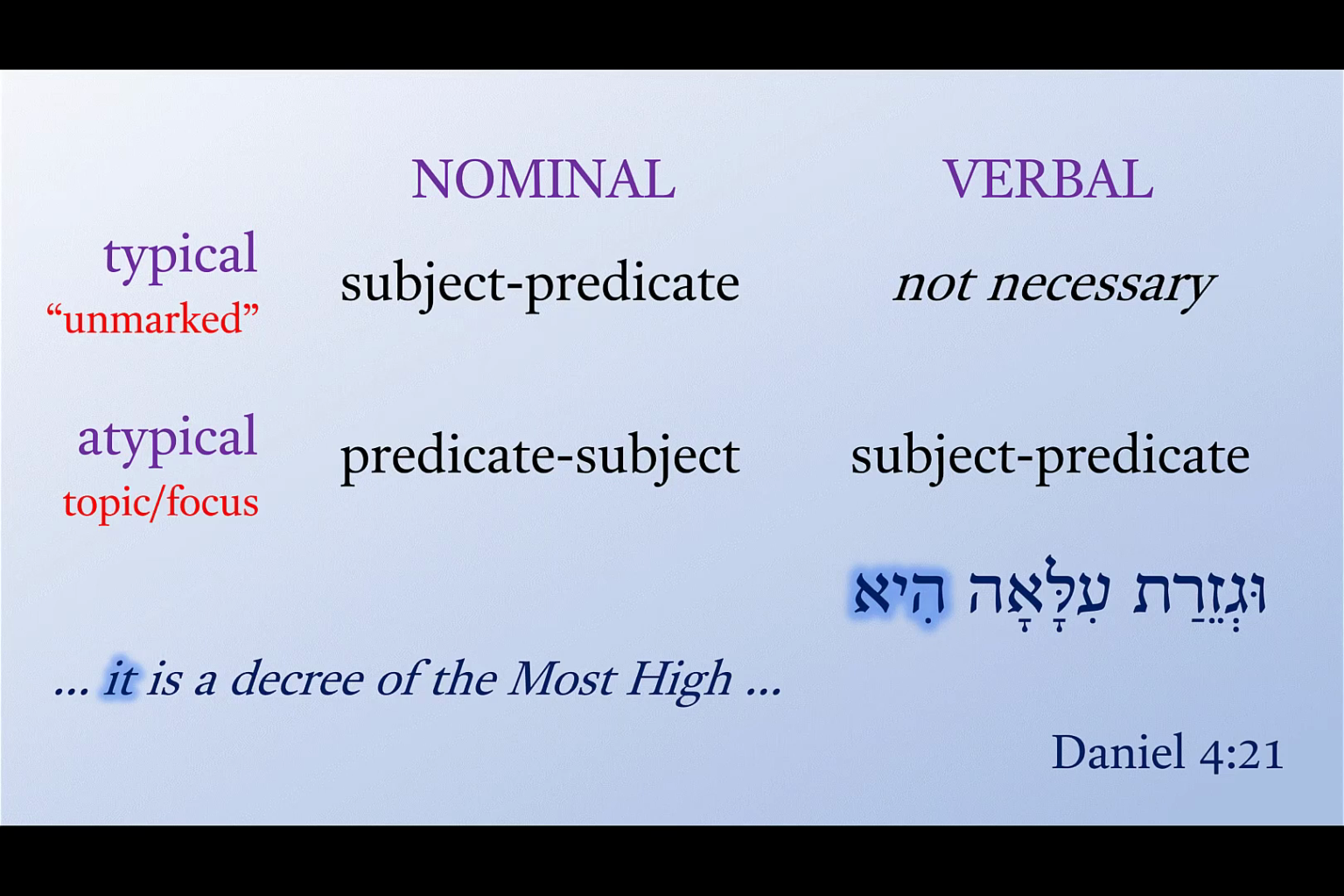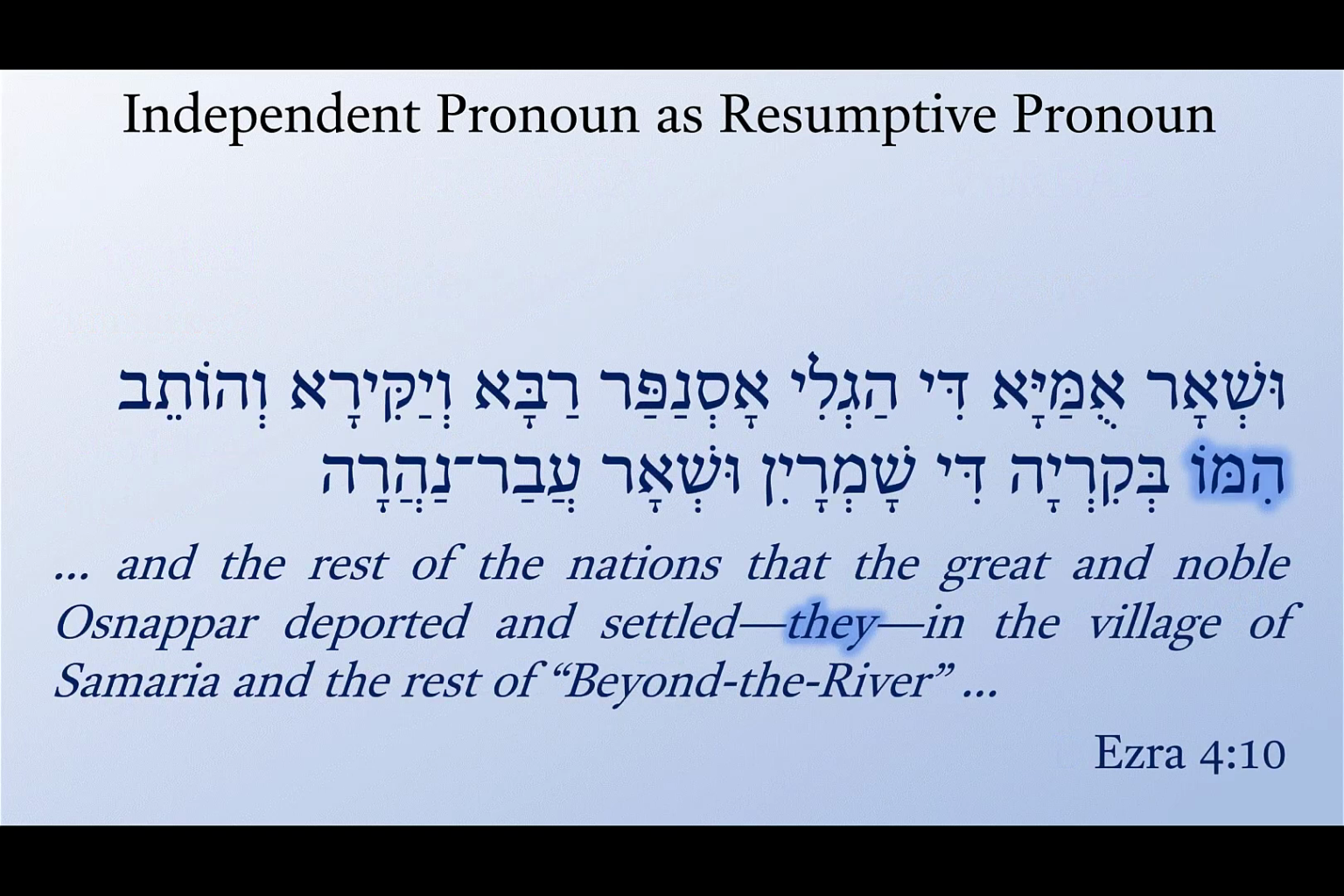So it makes sense to have the third person feminine singular independent pronoun to be the "it" word here to match in gender and number. So a decree of the Most High is it. So it's underscoring, hey, this decree isn't a decree of the Most High. Okay, so what we've seen so far is sort of according to expectation from our Hebrew knowledge, as is this.